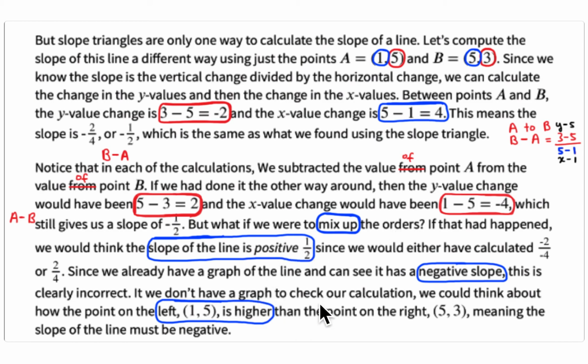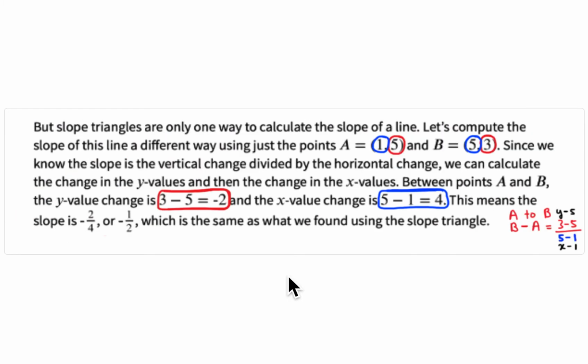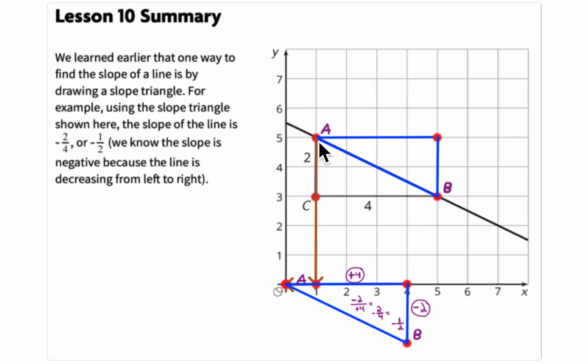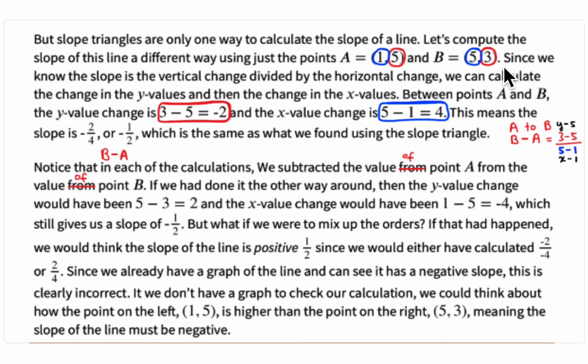If you mix them up, you're going to get the same values of the slope, but they're going to be opposite signs. And they just go through and say you can tell that because you're going to get a positive slope, whereas this line is clearly a negative slope. It's moving from the top left to the lower right. Positive slope, the line would move from the lower left to the top right.